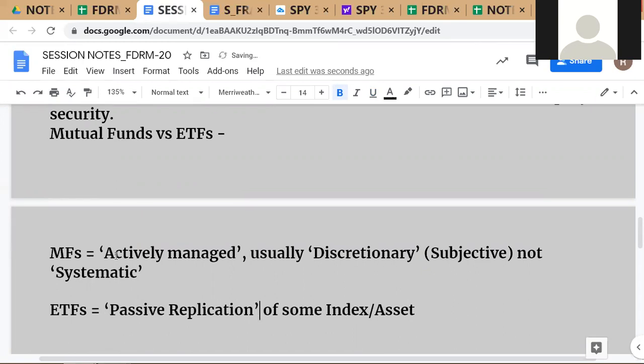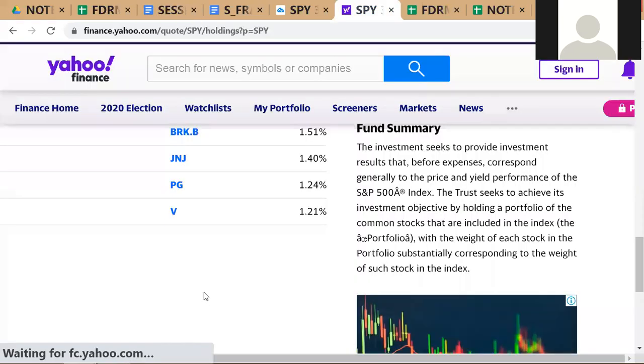So you understand the difference in active and passive. So passive, when you're managing an ETF, you don't have that much discretion. You have to passively replicate some index or asset, okay? It should be performance of, all right. So this idea of passive replication, I hope you guys can understand this here when I show you this. See this?